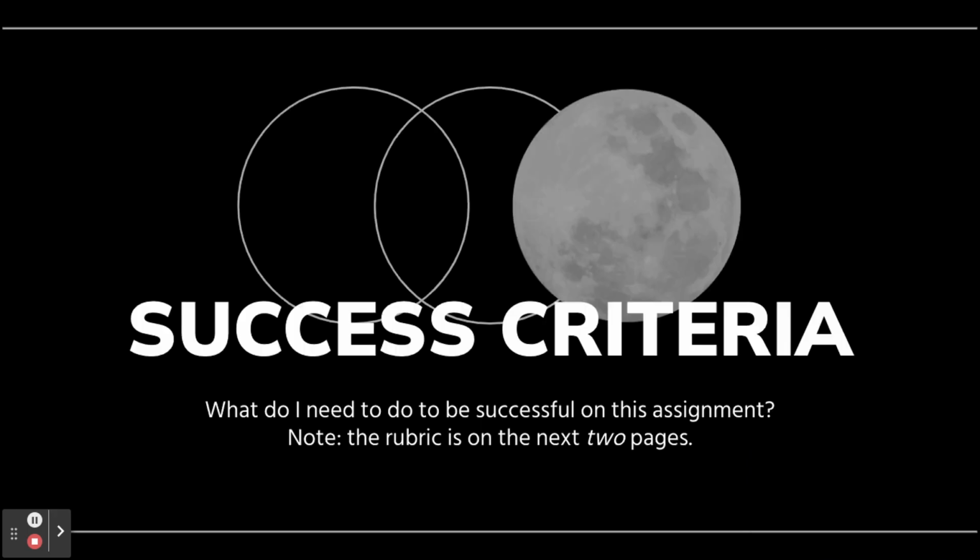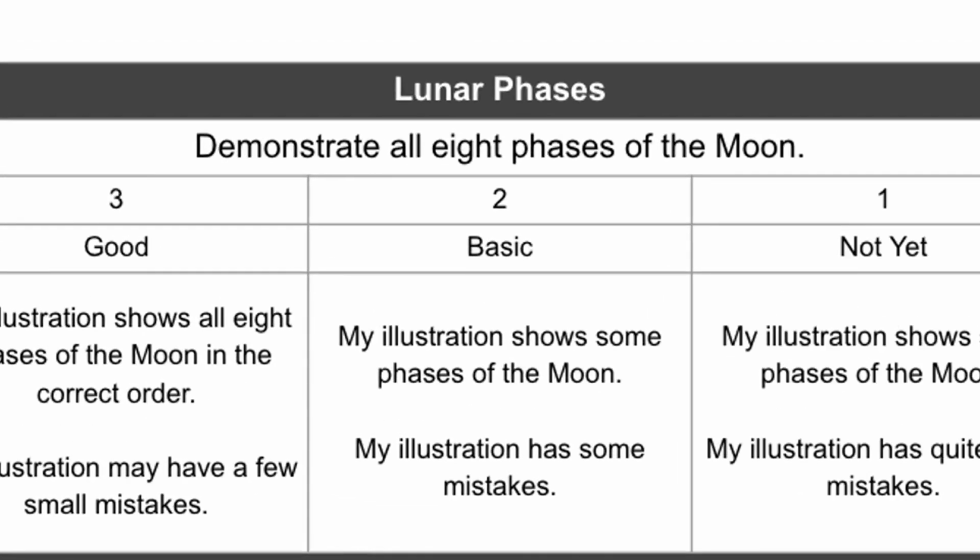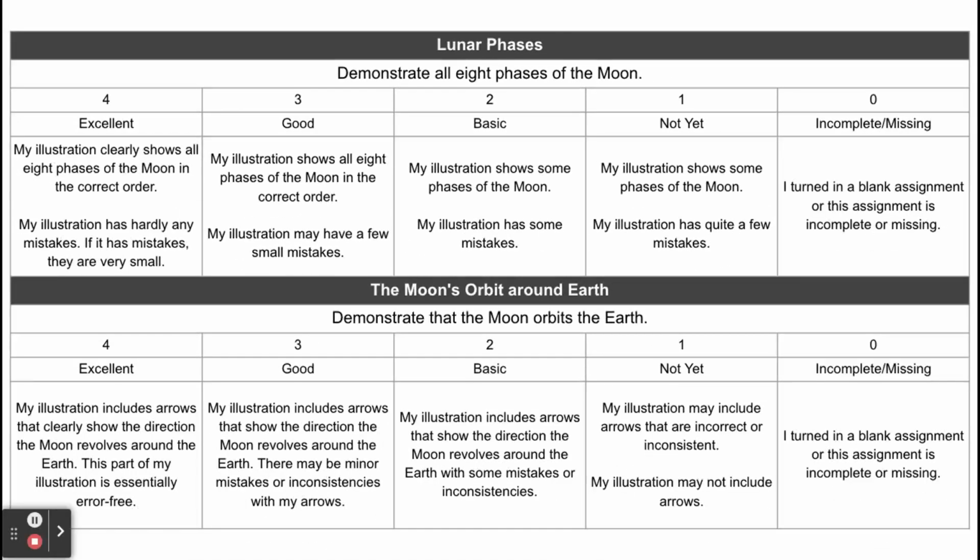Okay, I mentioned the rubric 4 or 5 times here, so it is included in this slide deck. We will go over it briefly. You will go over it in detail before you turn in your assignment to make sure that you didn't miss anything. First, you need to demonstrate all 8 phases of the moon. And a 4 in this looks like my illustration clearly shows all 8 phases of the moon in the correct order, and my illustration has hardly any mistakes. If it has mistakes, they're very small.